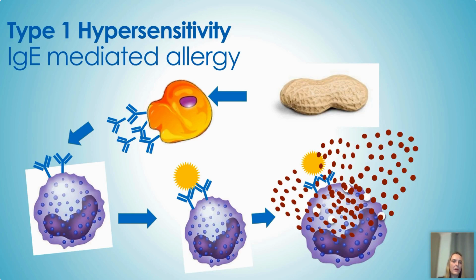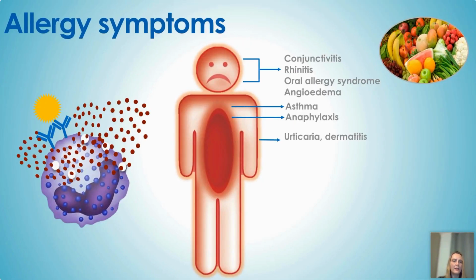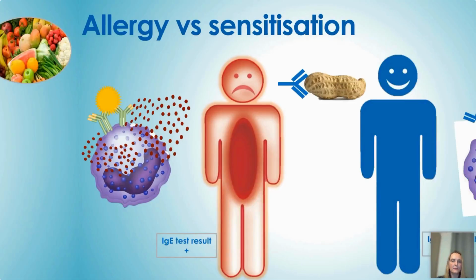The IgE antibody binds to the mast cell, and then on subsequent exposure to the allergen, the allergen binds to the IgE antibody, and then we get release of the mediators. And these then cause the allergy symptoms, the mediators, histamine, and the different other cytokines. For example, conjunctivitis, rhinitis, the oral allergy syndrome, angioedema, asthma, anaphylaxis, and urticaria or dermatitis.